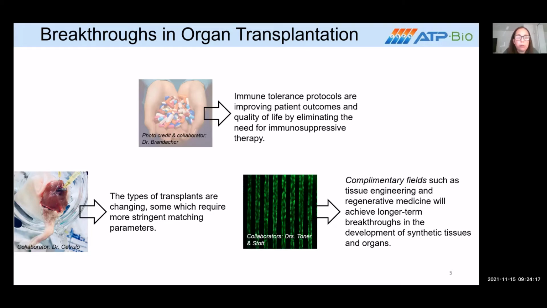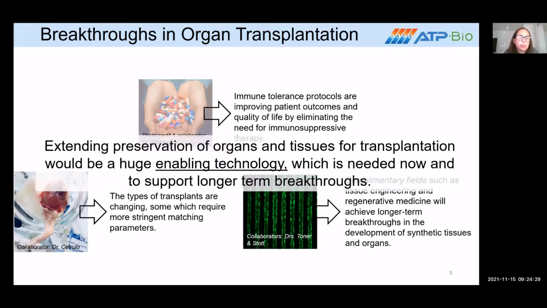And in order for that to be feasible, we need to have some sort of metric or some means to have a central banking facility and then dissemination from those central facilities. So this is why I like to think about preservation, especially in the space of organ and tissues for transplantation, as an enabling technology. It's needed now to help some of these logistical constraints that I mentioned, but it's also needed in the long term.